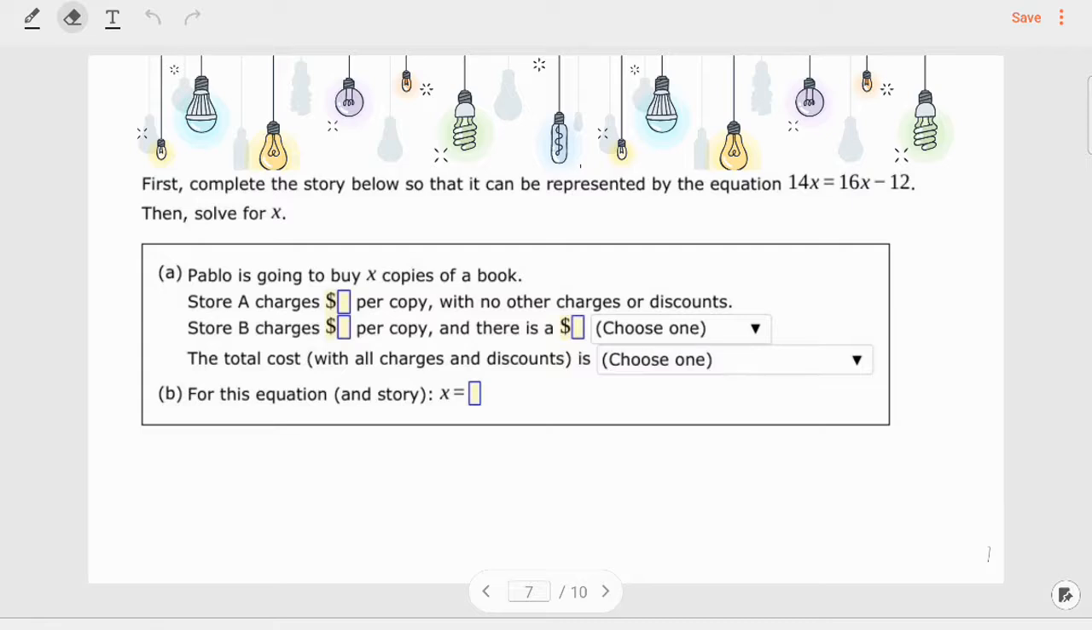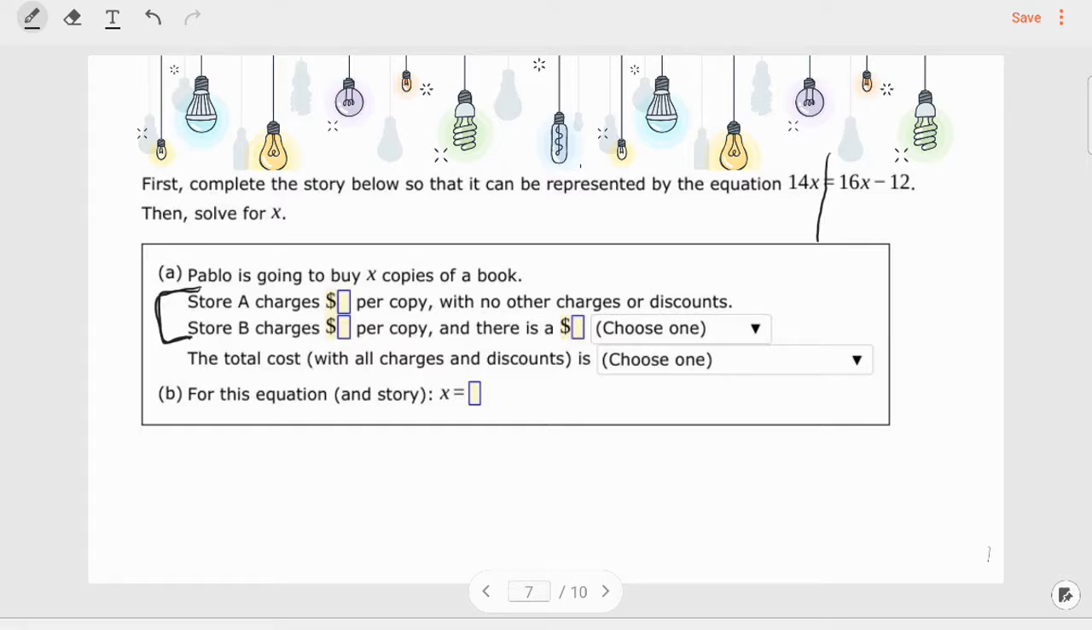First, complete the story below so that it can be represented by the equation 14x equals 16x minus 12. As I look at this problem, it says Pablo is going to buy x copies of books and store A and store B. So because there are two stores and I have an equation with variables on both sides, I'm going to come up here and draw my line. I know that I am comparing these two stores.